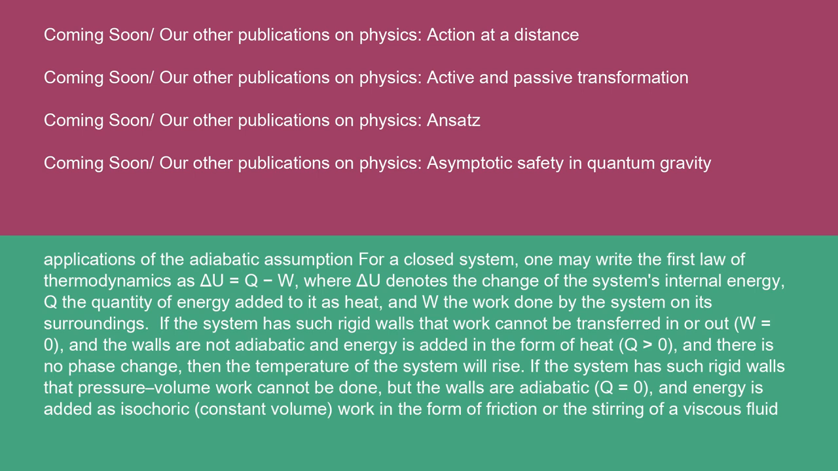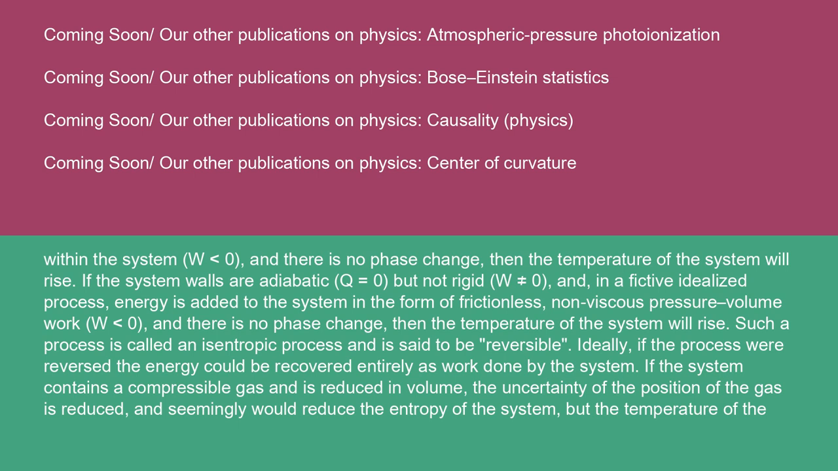If the system has such rigid walls that pressure-volume work cannot be done, but the walls are adiabatic, Q equals zero, and energy is added as isochoric, constant volume, work in the form of friction or the stirring of a viscous fluid within the system, W less than zero, and there is no phase change, then the temperature of the system will rise.